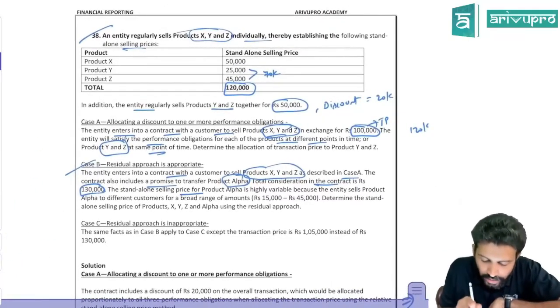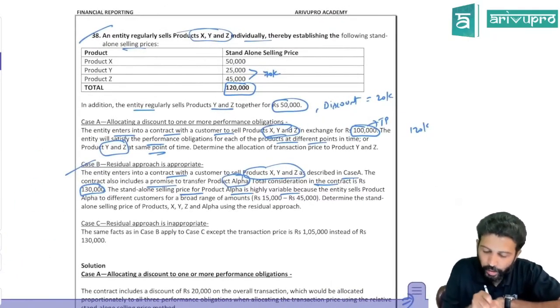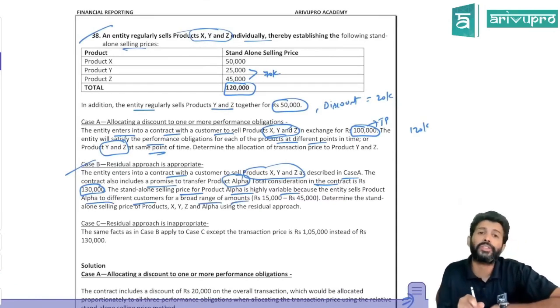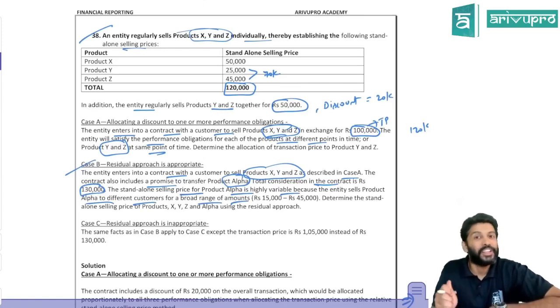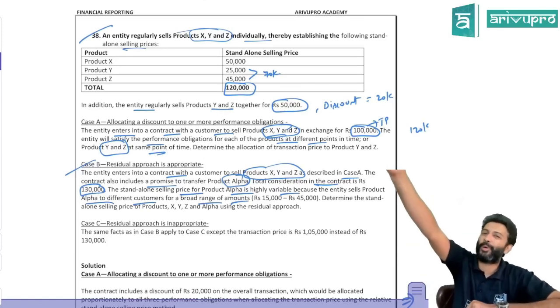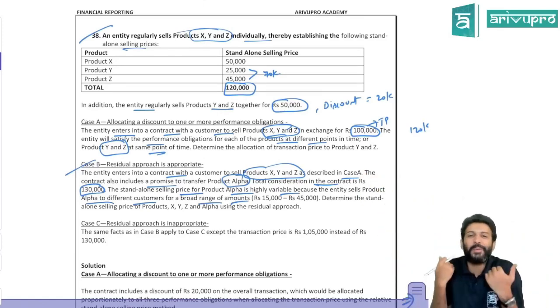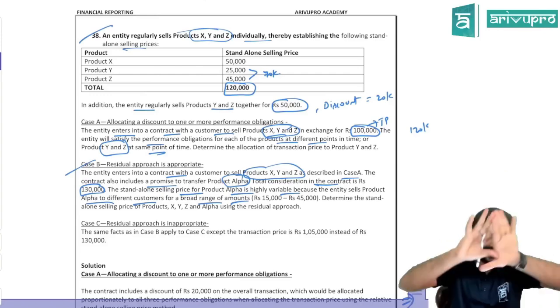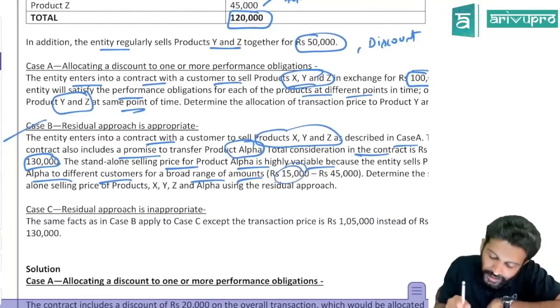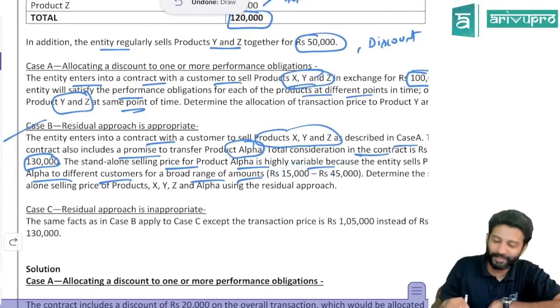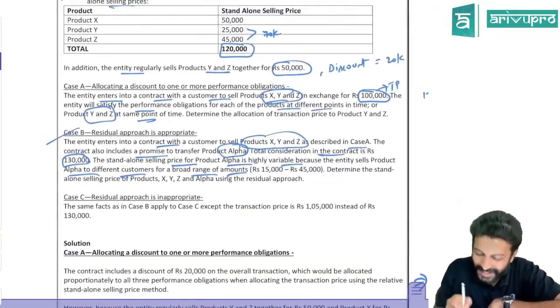The standalone selling price of product alpha is highly variable because the entity sells product alpha to different customers for a broad range of amounts. So alpha is a very dynamic product. If we find a bakra, we will sell it at a very high amount. If we don't find a bakra, then we will become the bakra and sell it at a very low amount. That's the reason the selling price range of alpha is very high, from 15,000 to 45,000. It totally depends on the bakra scenario.